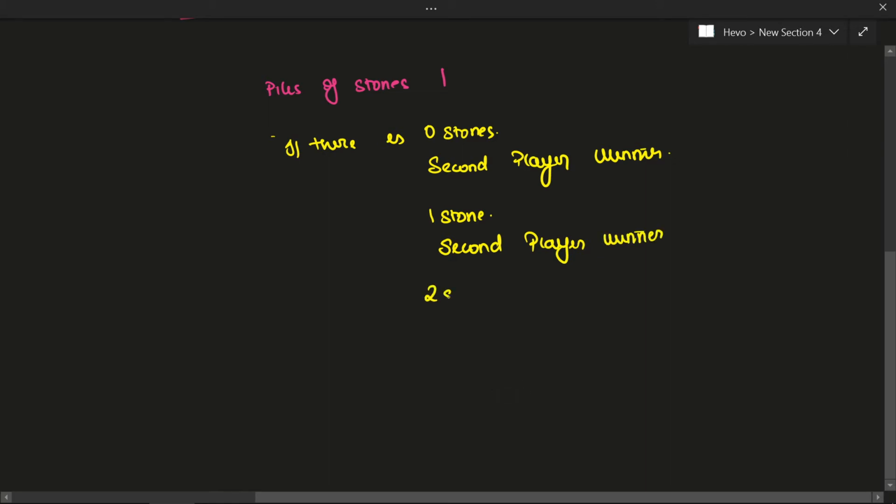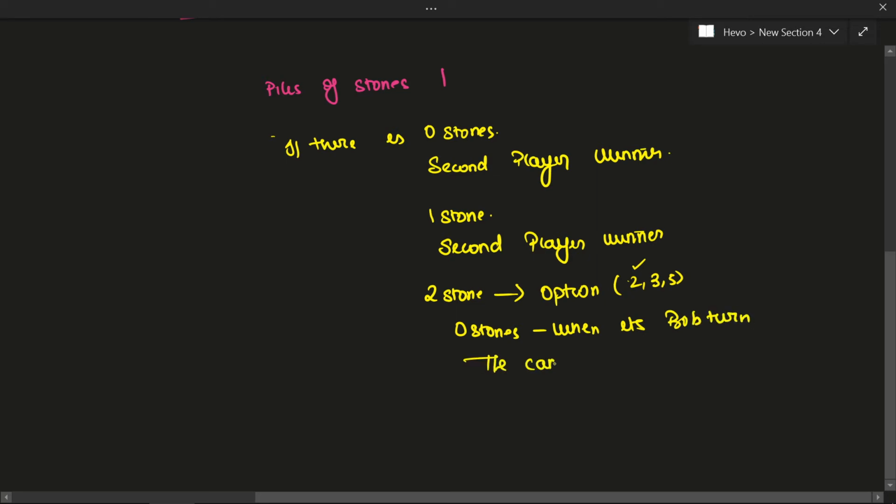Now, what if there are two stones? The first player here has an option. As we said, we have a constraint that they can only remove two, three, or five stones from the given pile. So yes, two is present, so we can definitely remove the two stones, and there will be zero stones remaining. And hence, when it's Bob's turn, he cannot make any move.